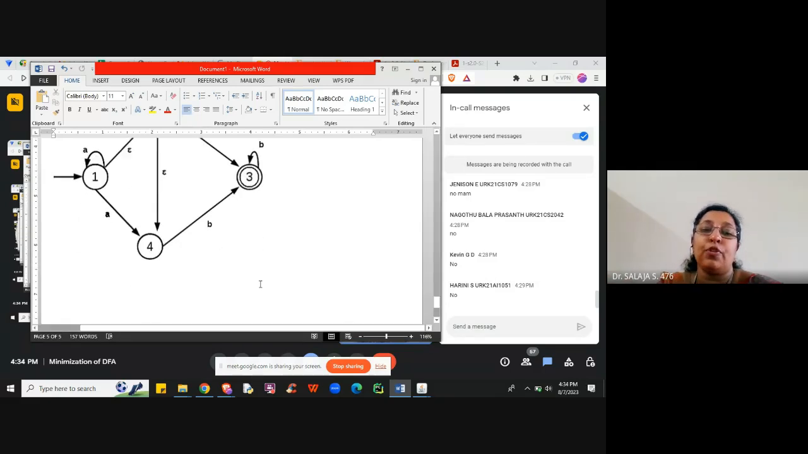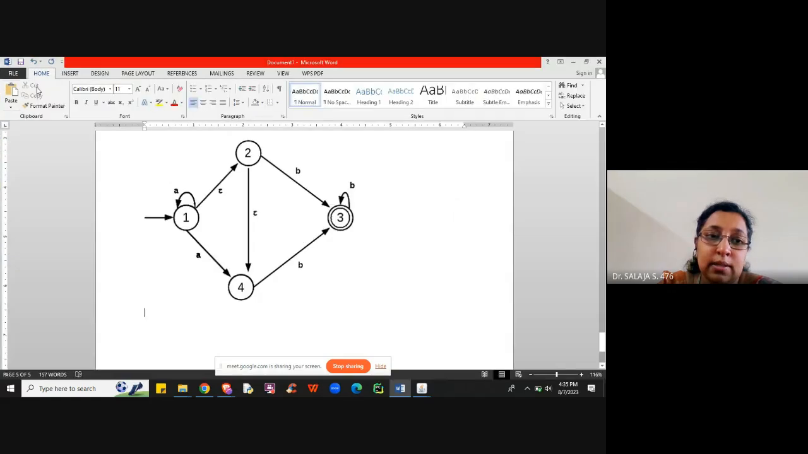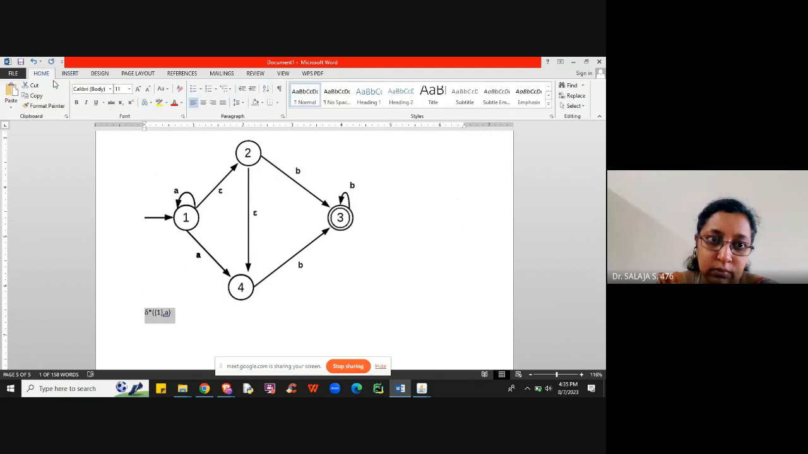So we'll move forward. Which one is the initial state? The state with value 1 is the initial state. So we'll just go ahead saying the delta star, or delta closure, of 1 on A and delta closure of 1 on B.